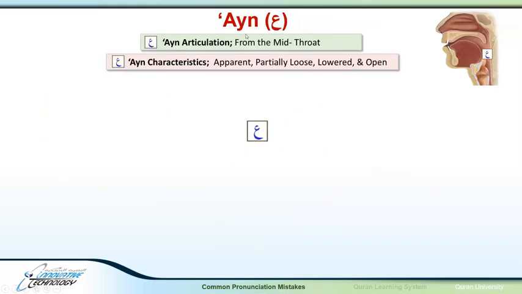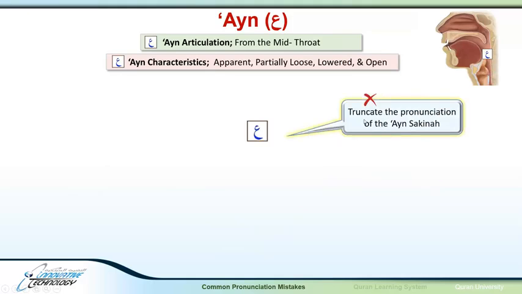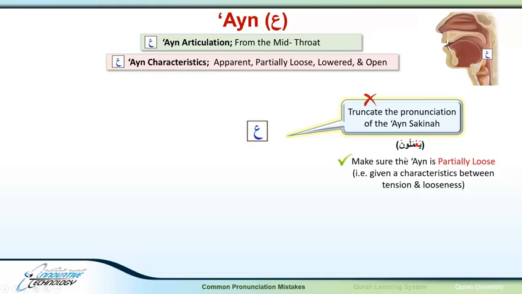Now we proceed to discuss the ain common mistakes. First mistake is truncating the pronunciation of the ain when it is sakina, when it has sukun. Example, يعملون. This is wrong. The right way of pronouncing it is يعملون. So the ain should be clear. It shouldn't be truncated.